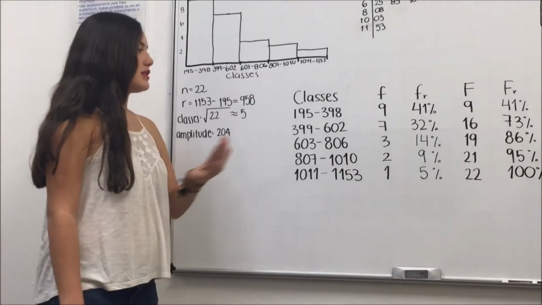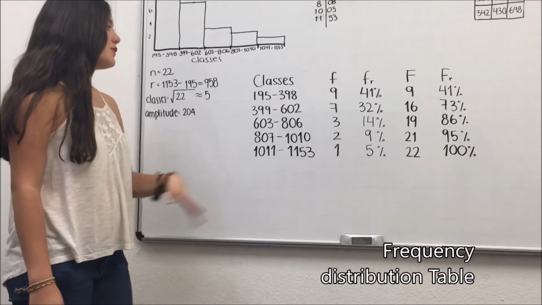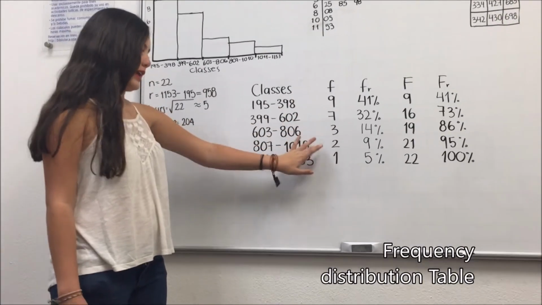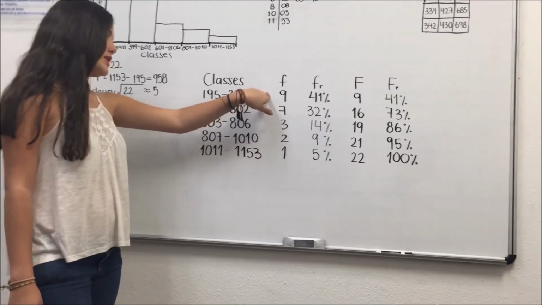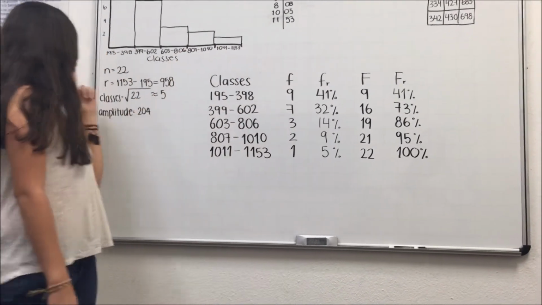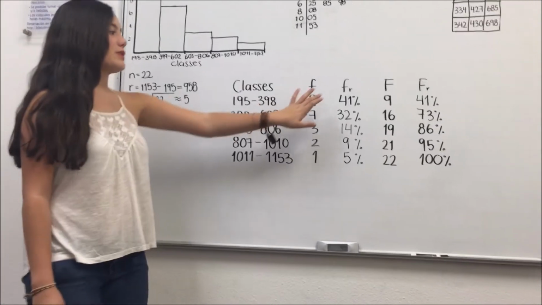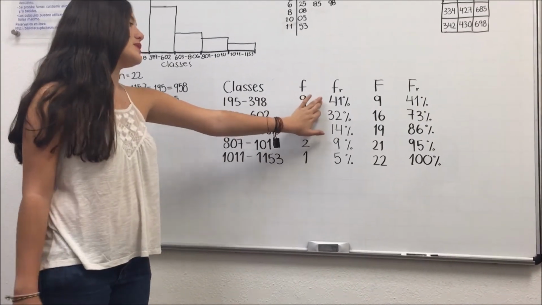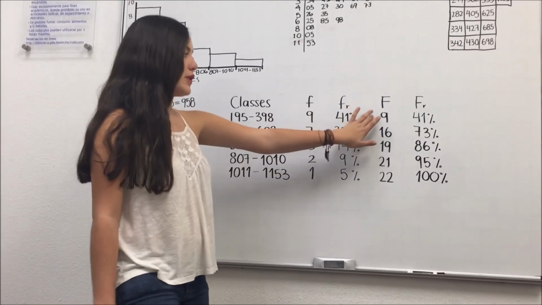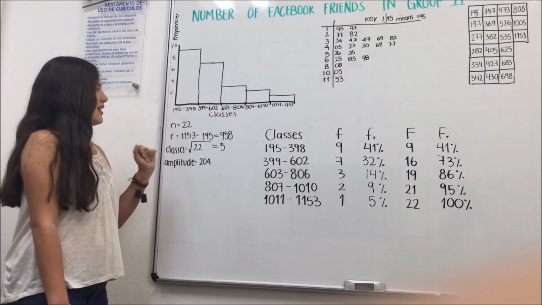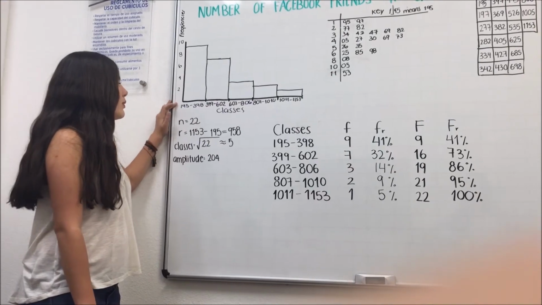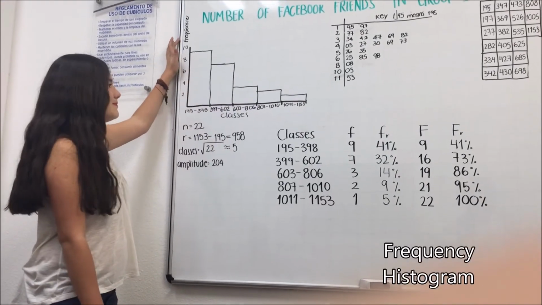And so we did this chart in which we put the frequency of each class, and then we divided the number of the frequency over the number of data to get the relative frequency. Then we got the accumulated frequency, and we did the same to get the accumulated relative frequency. Then we built a histogram with the classes and the frequencies.